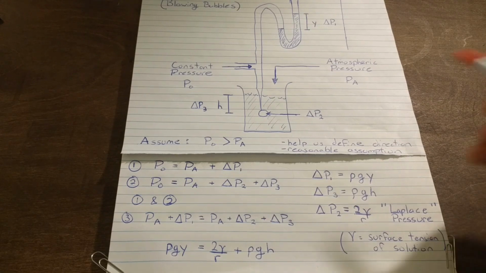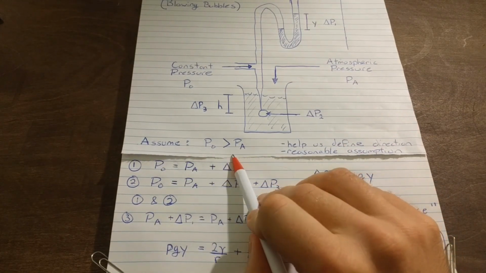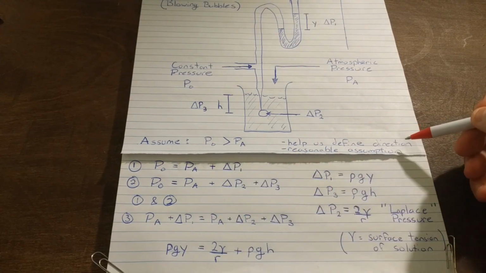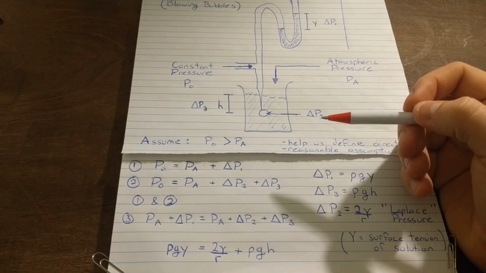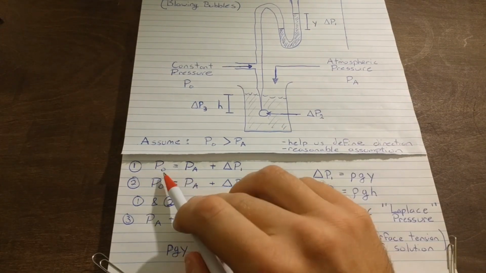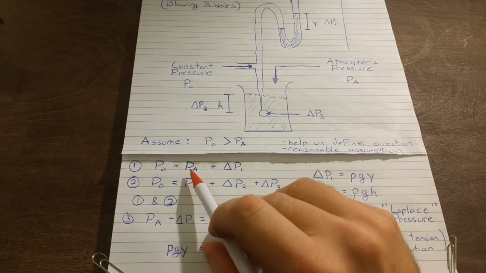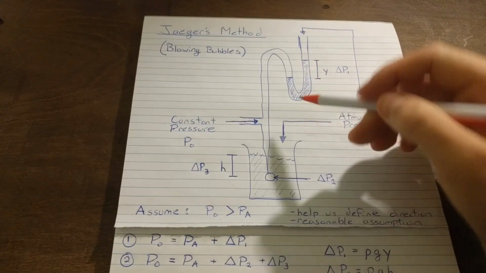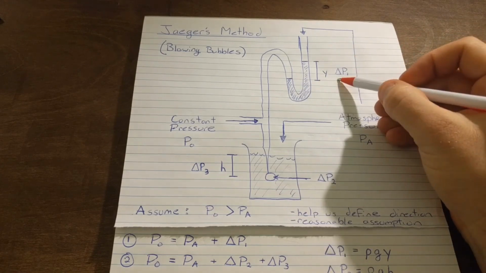So first of all, let's assume that the constant pressure we are applying is greater than atmospheric pressure. What this does is it helps us define a direction for some equations, and it is a reasonable assumption. For our first equation, we will say that since P0 is greater than atmospheric pressure, it must be the sum of atmospheric pressure and the difference between the two pressures, or delta P subscript 1. Our manometer helps us to measure this change in pressure.